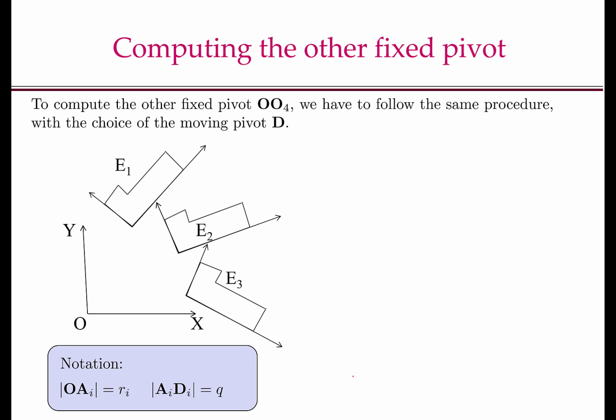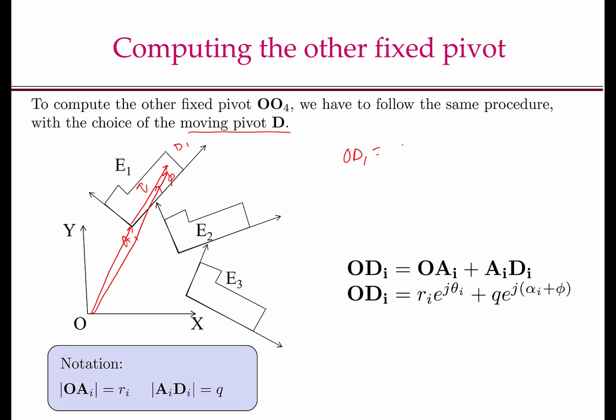To compute the other fixed pivot O4, we have to follow the same procedure. We just have to choose another moving pivot D. So we can choose the moving pivot maybe somewhere here, which we call D1. This is our A1. The length of A1D1 is Q and the angle will be phi. So we'll have OD1 equals OA1 plus A1D1. And the length of OA1 is R1, the angle OA1 makes is theta 1. So OA1 is R1 e to the power of j theta 1.